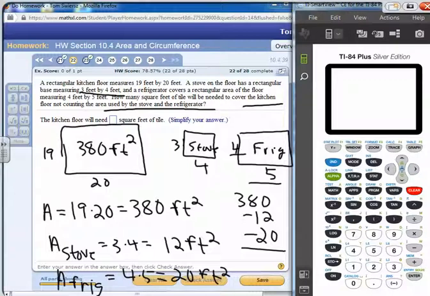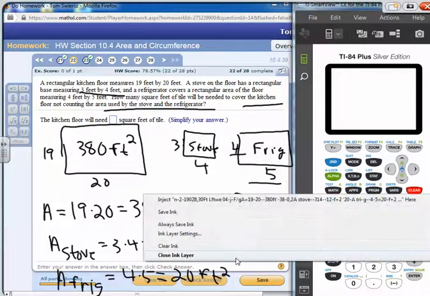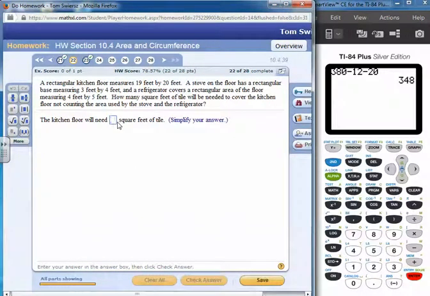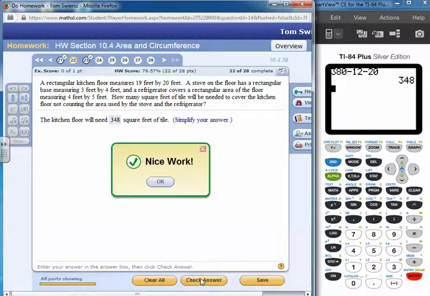we can do that on our calculator just to make sure: 380, the total area, minus the 12 square feet for the stove and the 20 for the fridge. So again, we'll do it on our calculator. 380, the area of the kitchen, minus the area of the stove, 12, minus the area of the refrigerator, 20, and we get a total of 348. The units are square feet, so all you have to do is put in your value, 348 square feet, and that is indeed the correct answer.